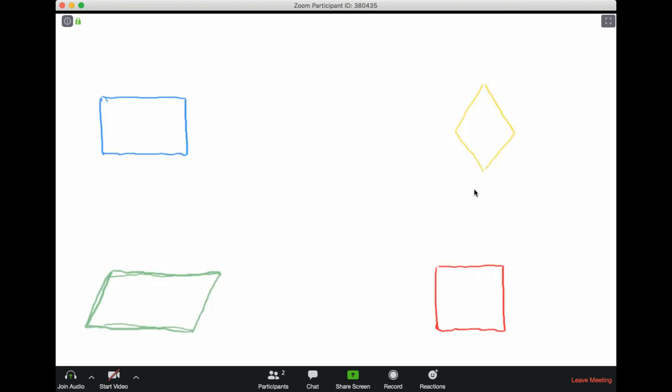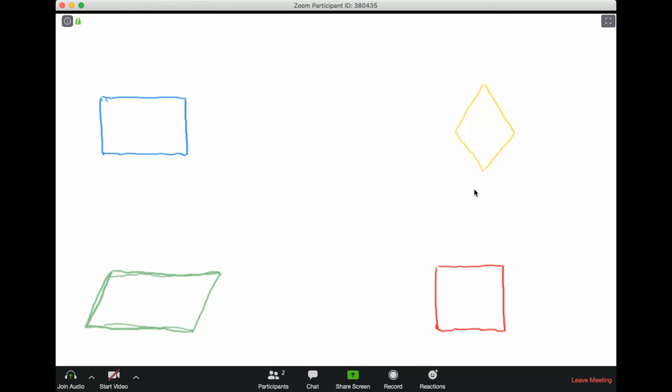Now let's take a look at these shapes. What you're going to be doing in your homework is using as many names as possible to identify these polygons. Remember, these are still considered polygons because they are closed figures made up of lines.